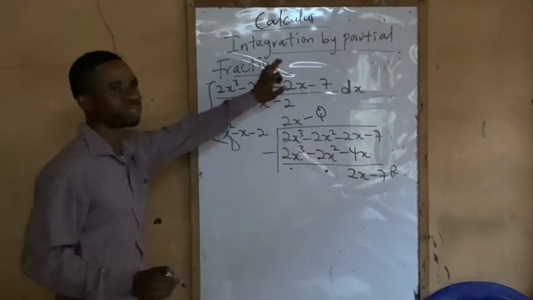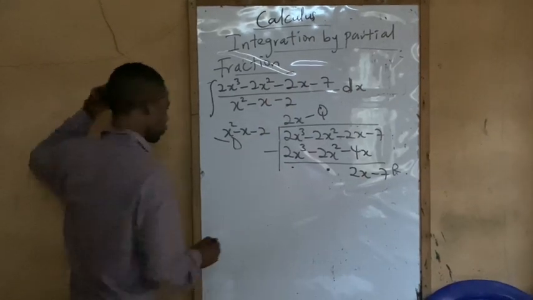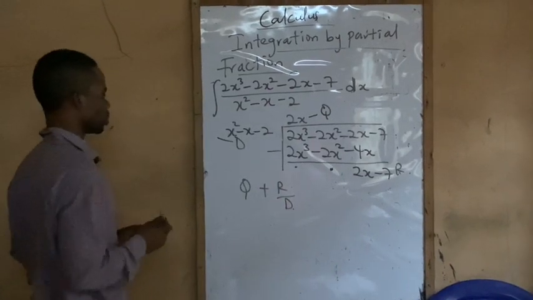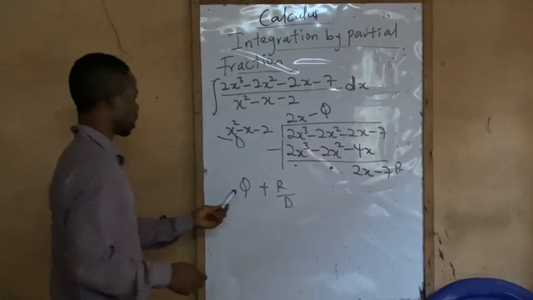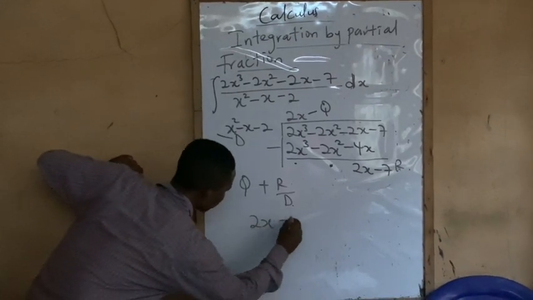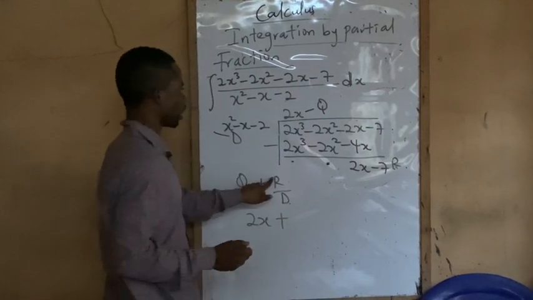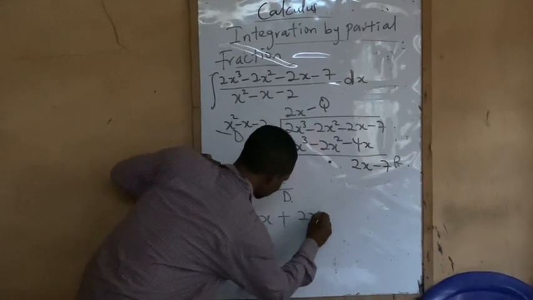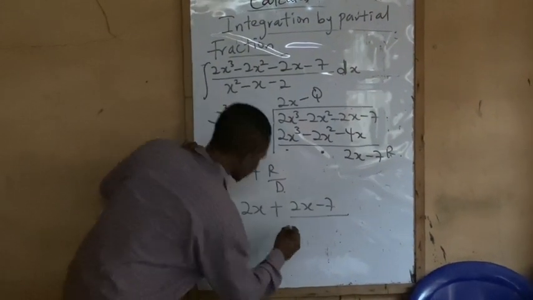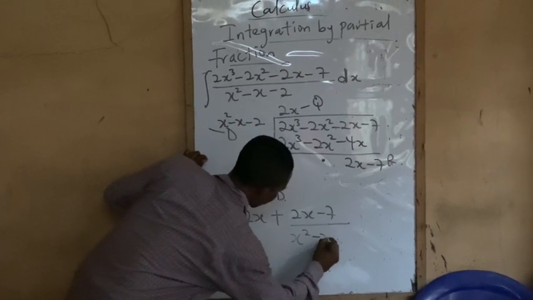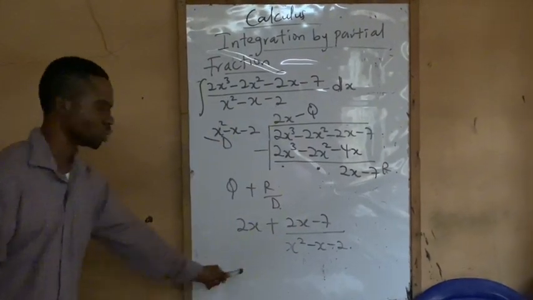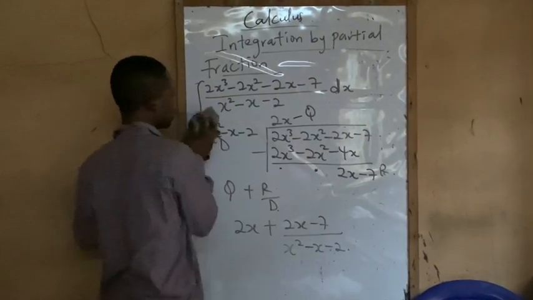Now, that shows that we can rewrite this thing in the form of Q plus R all over D. Q plus R all over D. And this Q represents my quotient, which is 2x plus, my remainder is 2x minus 7, all over the divisor. My divisor is x squared minus x minus 2. So after you've done this, you can now work on it normally.